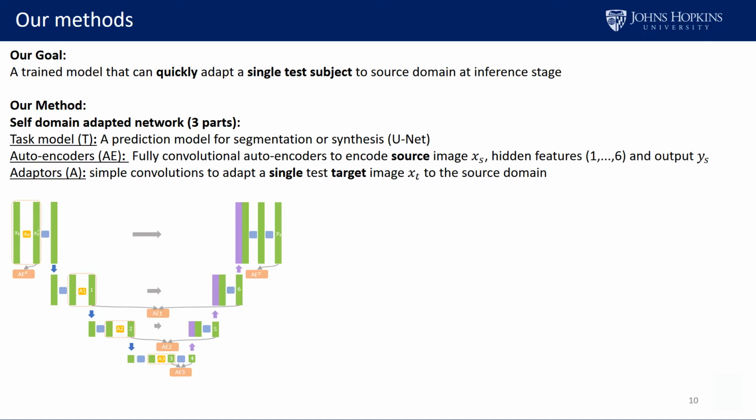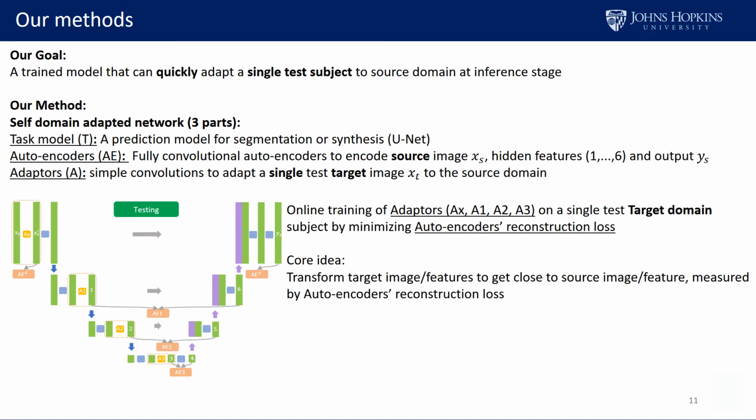The last part is the adapters. They are simple convolutions to adapt a single test target image XT to the source domain. In testing stage, we freeze the weights of the task model and the autoencoders, and then we perform an online training of the adapters on a single test target domain subject by minimizing the autoencoder's reconstruction loss. The core idea is that we use the adapters to transform the target image and the features to get close to source image and the features, which are measured by autoencoder's reconstruction loss.